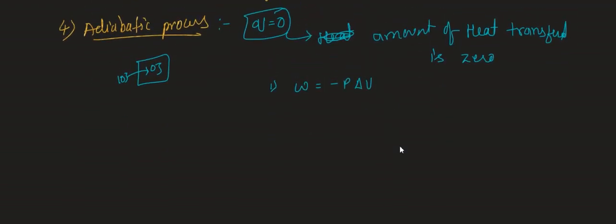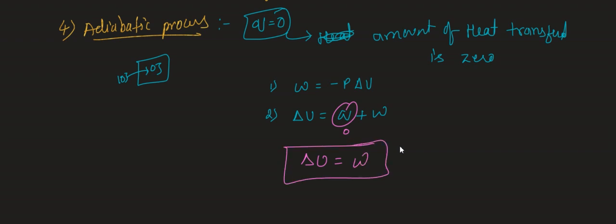Right, so that means here what happened in this case? Adiabatic process. First one is this one. Second one, delta U is equal to Q plus W. Can I say here Q is 0? Right, so therefore what you can write? Why Q is 0? Because in an adiabatic process Q is 0. So finally, delta U is equal to work done. Okay, now same thing you can apply here.